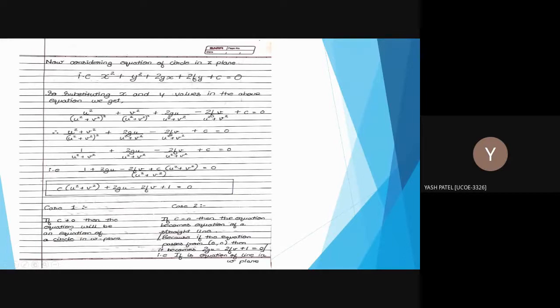Case 1, if c is not equal to 0, that means the equation does not pass through the origin, so it will be an equation of a circle. And case 2, if c equal to 0, that means if u, v passes through the origin, then the equation becomes the equation of a straight line, because if the equation passes through 0, 0, it becomes 2gu minus 2fv plus 1 equal to 0. That is, it is the equation of a line in W plane.